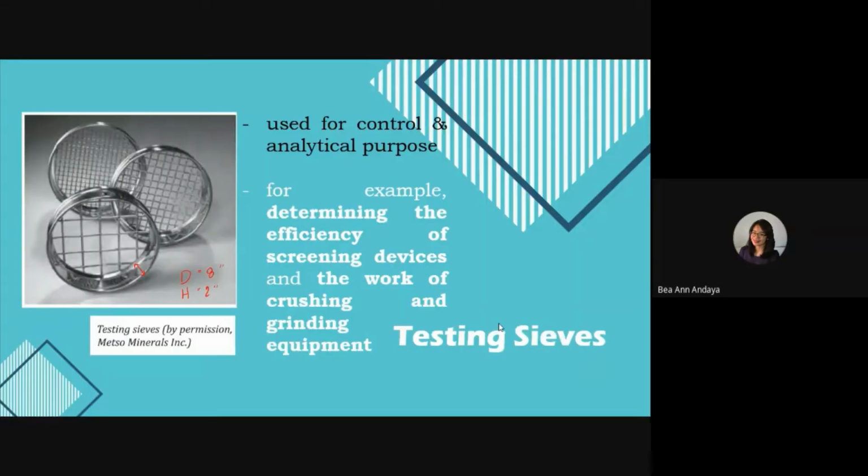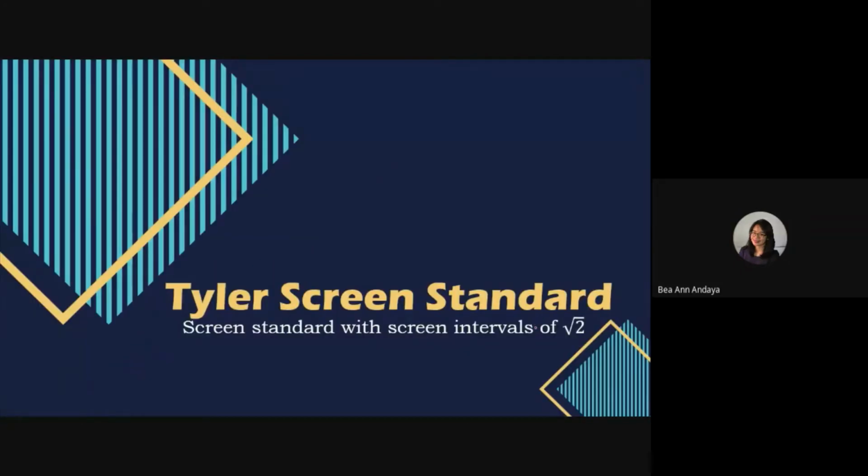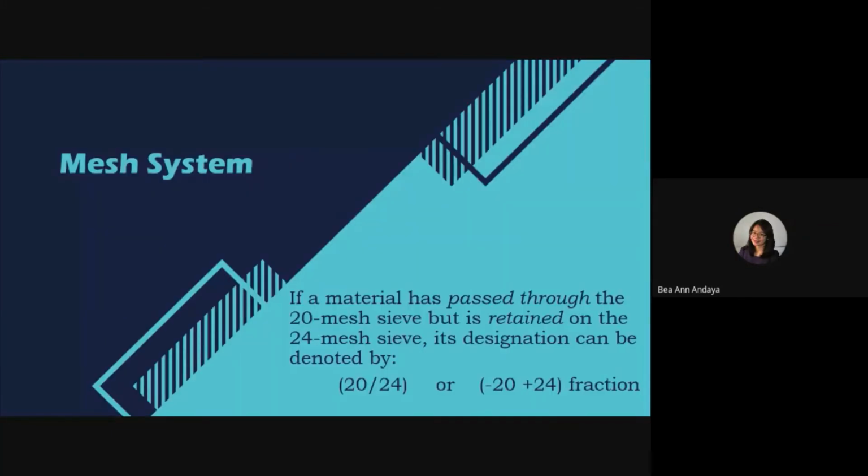It would be very essential that our standard testing sieves have their standard size as well. So we have what we call the Tyler screen standard, wherein we make use of screen intervals of square root of 2. Let me just insert this mesh system. In screening, we have a series of screens. And speaking of that, we have a designation, a notation for the undersize and oversize.